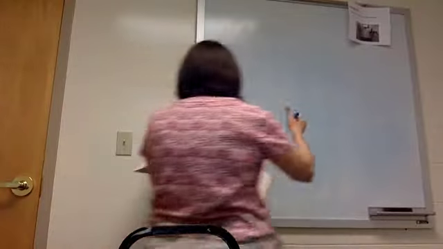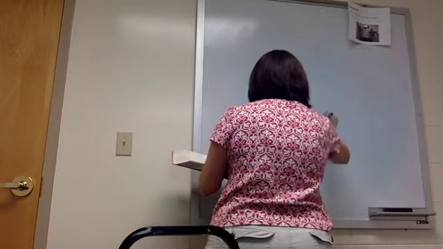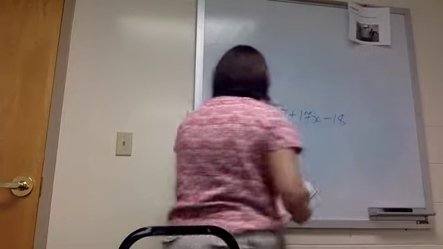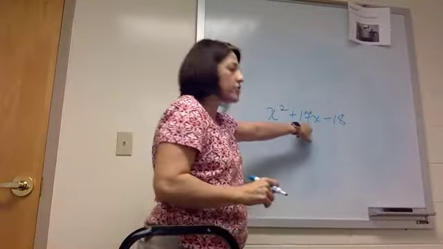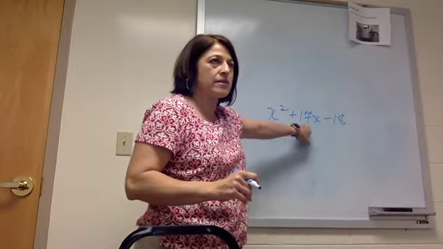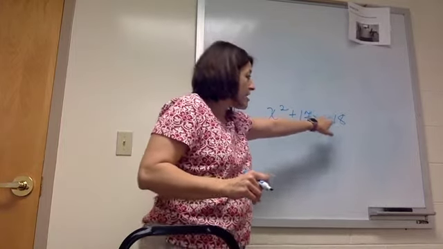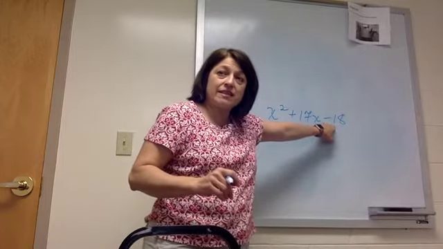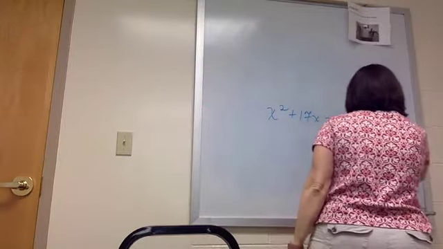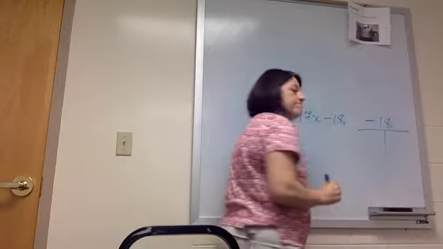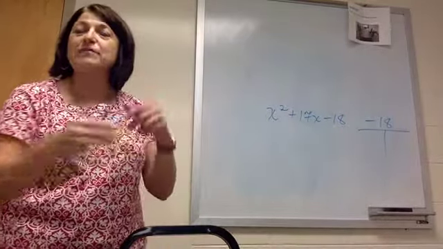Okay, example: x squared plus 17x minus 18. This is similar to the other pattern. It's just that when you combine it now, you're going to end up with a positive here. The absolute value of the positive factor is going to be bigger. So I'm looking for factors of negative 18 that combine into positive 17. What are factors of negative 18 that when I add them up are going to add up to positive 17?